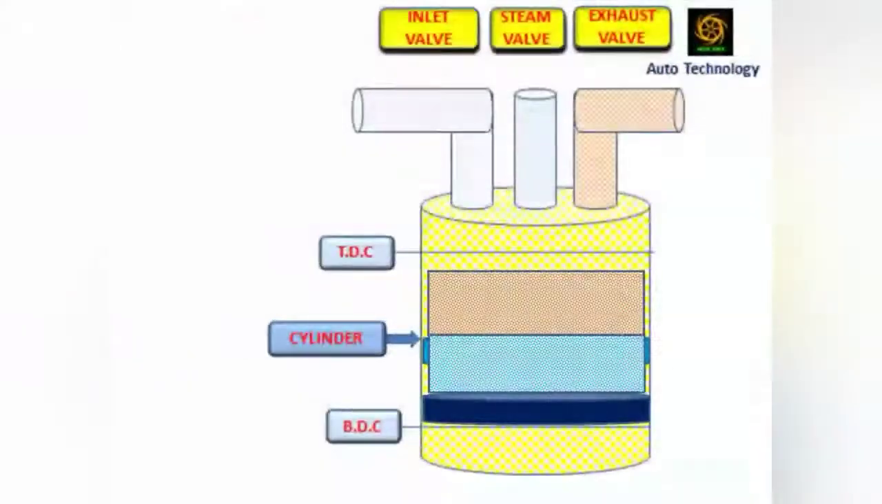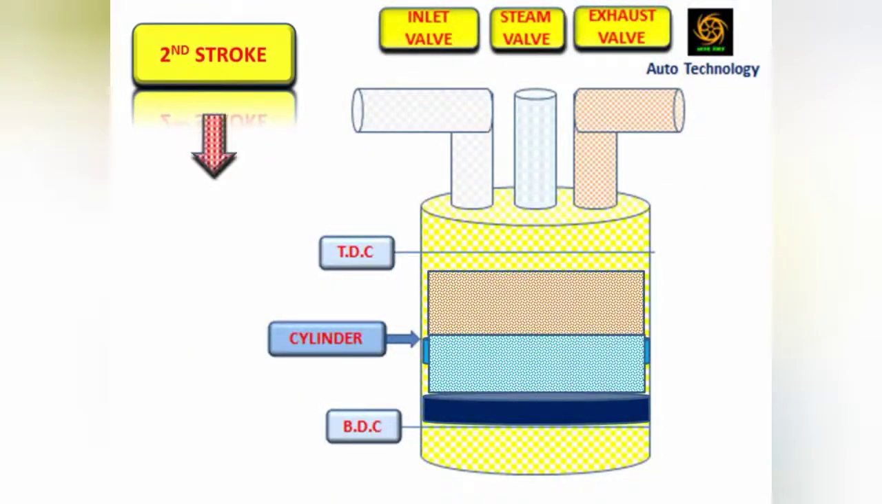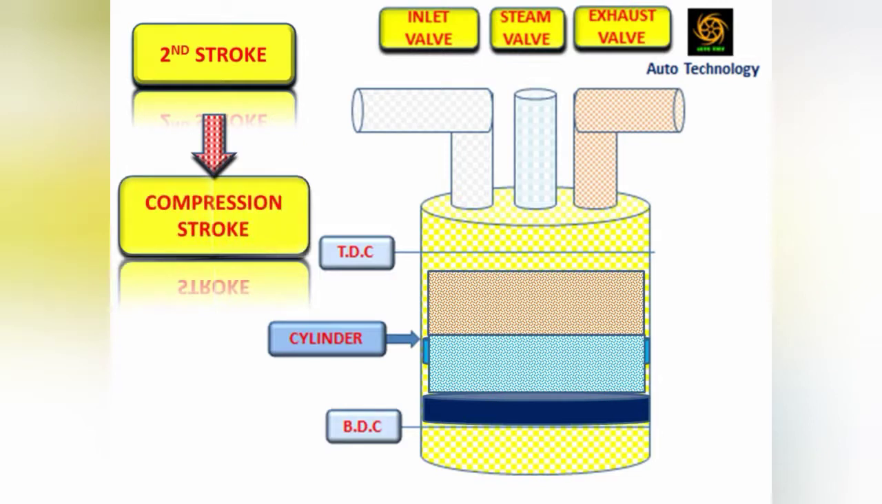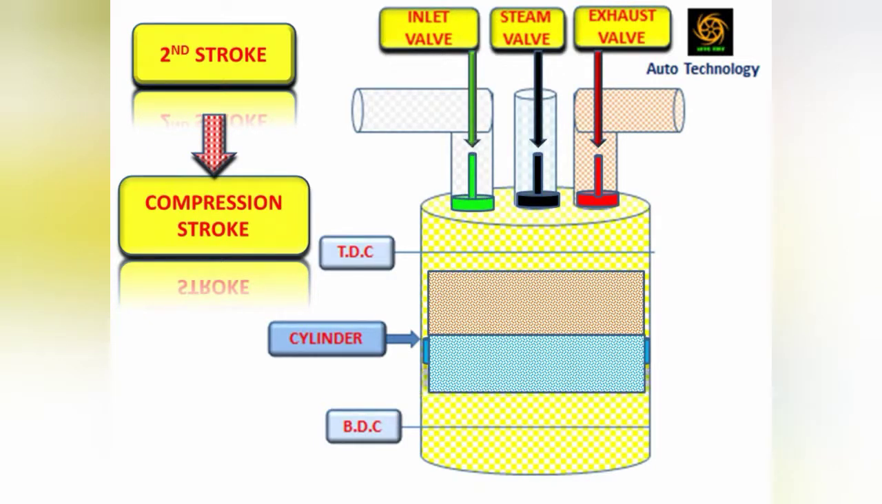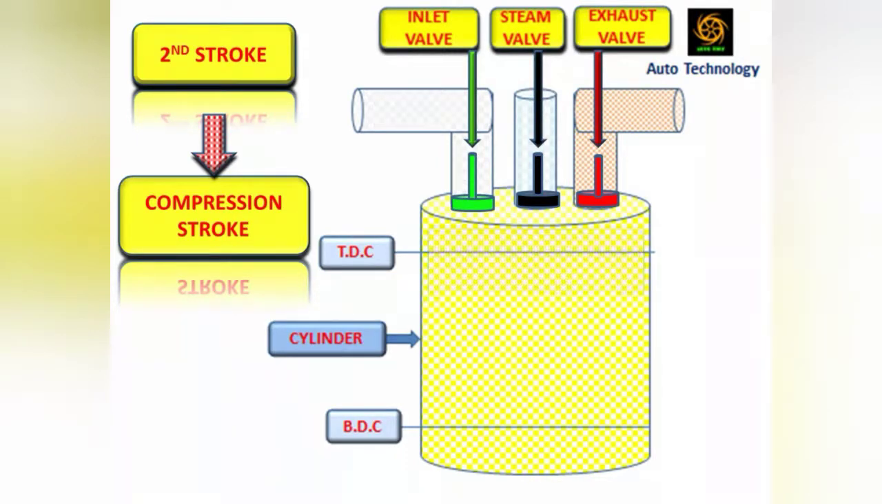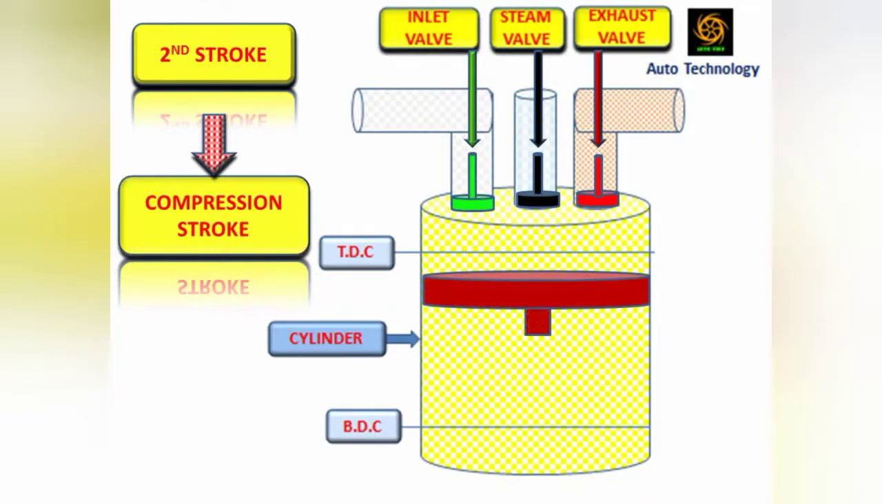The second stroke of the 6-stroke engine is the compression stroke. In this stroke, the exhaust valve is closed, the steam valve is closed, and the inlet valve is also closed. The piston moves upward from BDC to TDC, so the air fuel mixture is compressed inside the cylinder. Due to compression, the pressure and temperature of the air fuel mixture increase.